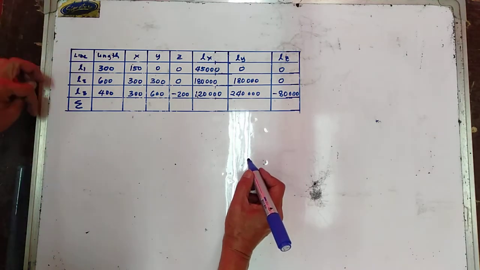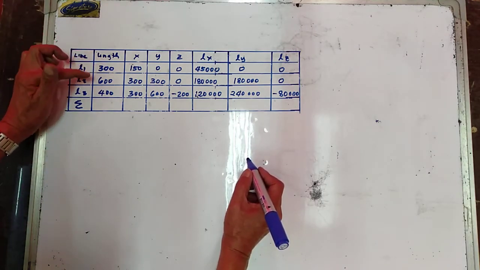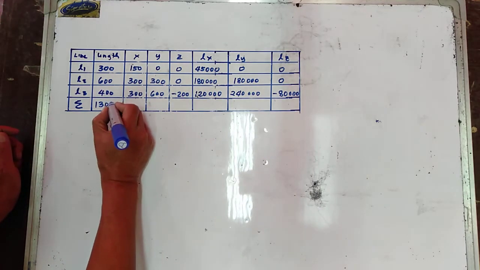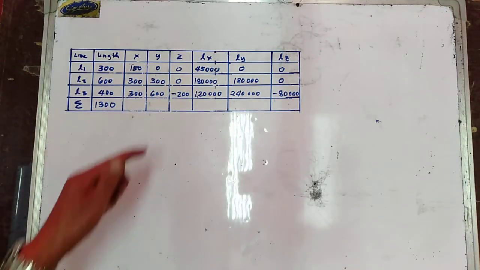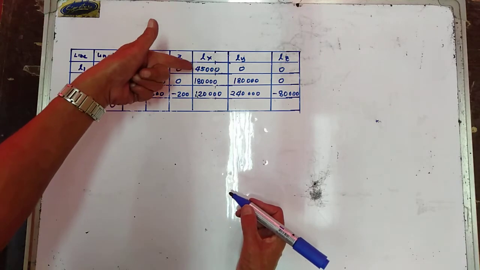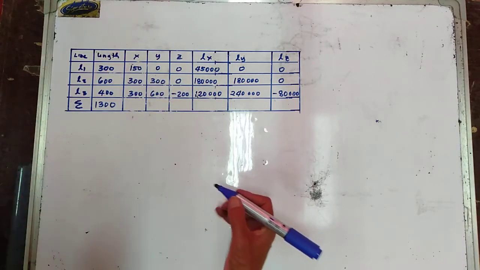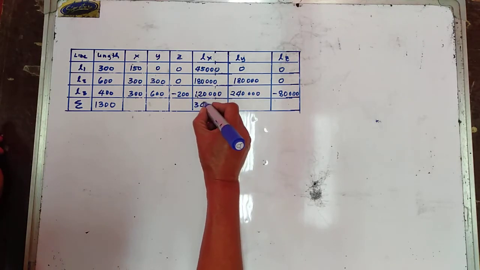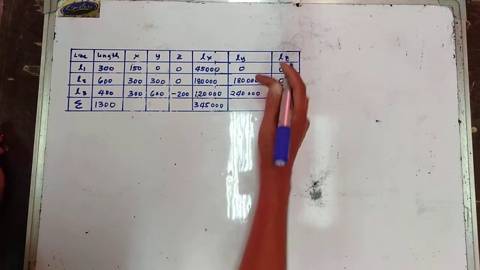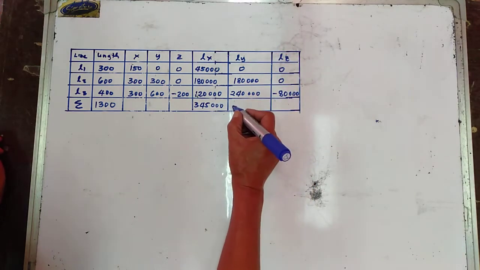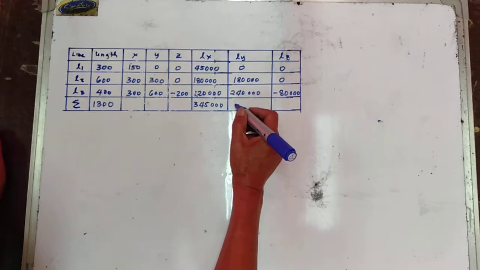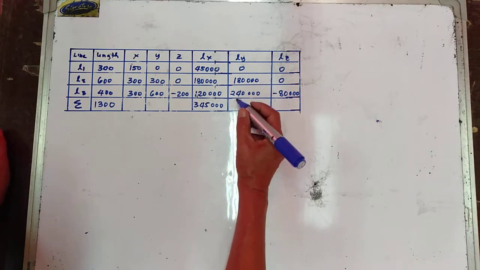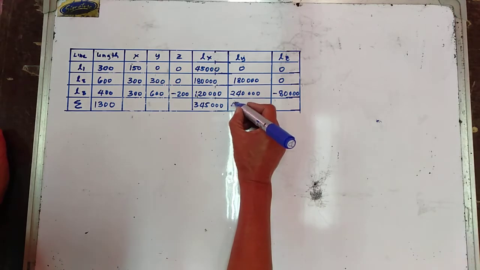So let us try to summation L, which is 300 plus 600 plus 400, or that is equal to 1,300 millimeter. Summation Lx, so 45,000 plus 180,000 plus 120,000. So we have 345,000. Summation Ly is equal to 420,000. So summation Ly is 420,000.